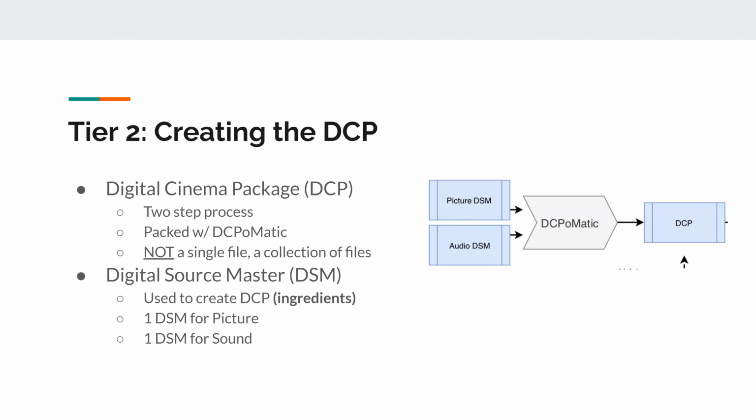Creating the DCP, like I said, is a 2-step process and is not a single file. What it ultimately looks like is a big folder with a pretty distinct naming convention, which it handles for you. There's a digital source master for the picture and a bunch of them for the sound, depending on how much surround sound you want, whether it's 5 channels or 8. And that all becomes the DCP.